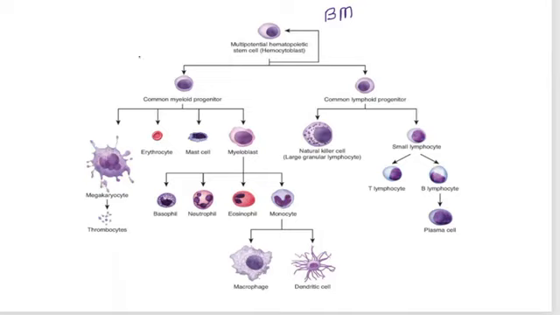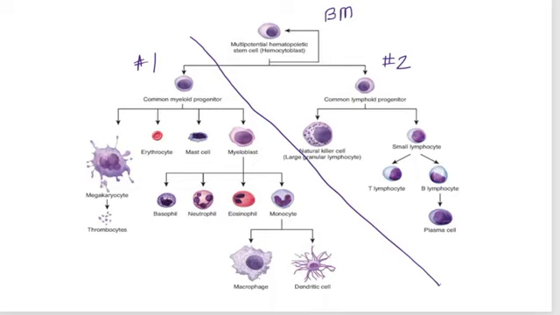The first line is called the common myeloid progenitor. The second line is the lymphoid. As you can see, we have two different lines of cells that come off of this. The myeloid progenitor is responsible for our platelets, so thrombocytes, red blood cells, the erythrocyte, mast cells, and myeloblast.